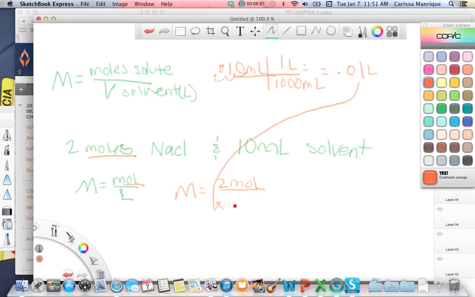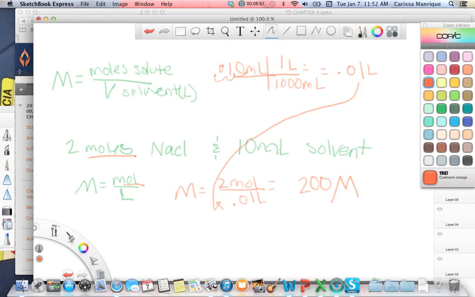Okay, so 0.01 liters. Let's see what our molarity is. I have 2 divided by 0.01, that is 200. And we usually write this as a big M. Well, that's a giant M. But 200 M, meaning molarity.